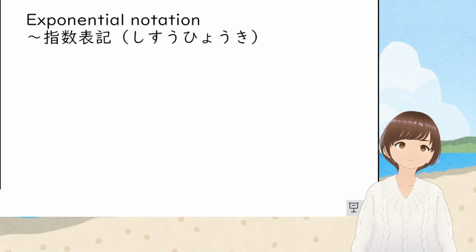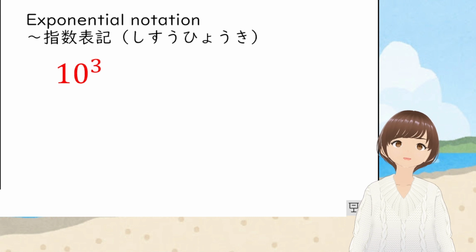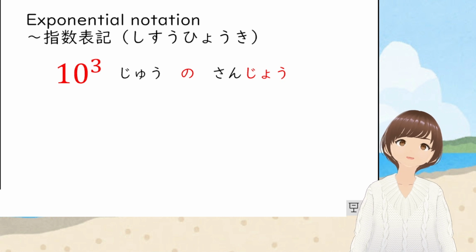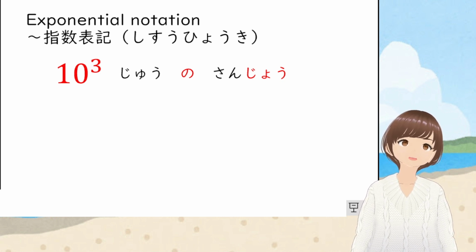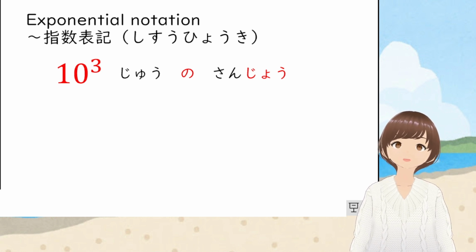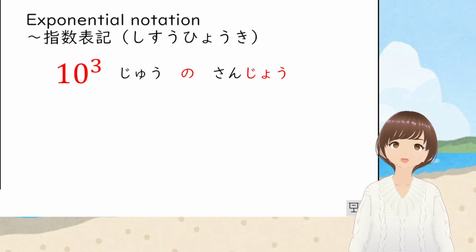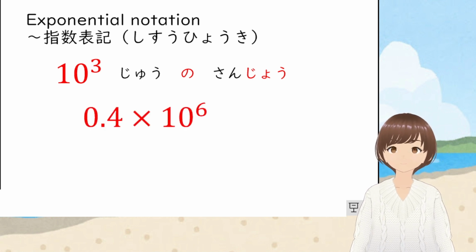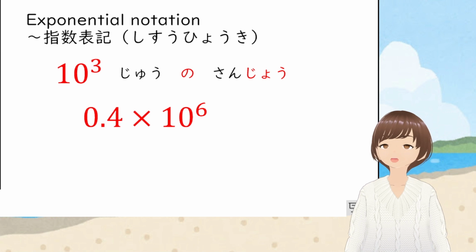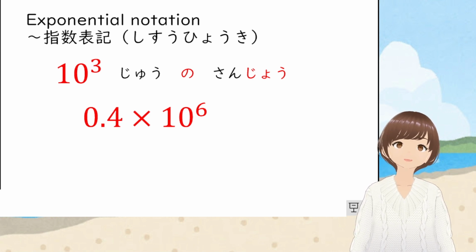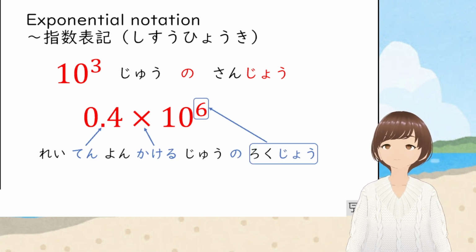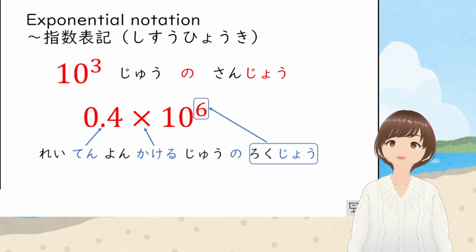Exponential notation. How do you read 10 to the power of 3 in Japanese? We read the base first, then read the exponential by adding jo after the number. Don't forget, we also have no between the base number and the exponential. So we read 10の3乗. How about this one? So this one, 0.4 times 10 to the power of 6, we read as 0.4 かける10の6乗.